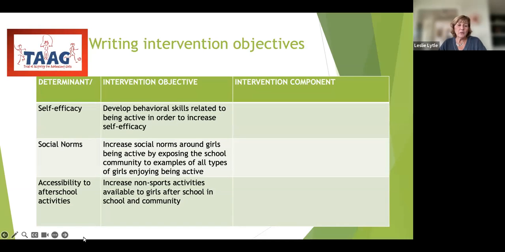So the next thing we do, and we're moving into the create phase, is we write an intervention objective for every determinant. And the intervention objective is really a very simple statement that just states, how is the intervention going to change or positively affect this determinant? So I've just chosen one from each of our 3 environments. So for self-efficacy, the intervention objective is to develop behavioral skills related to girls being active in order to increase physical activity. For the after-school program, our intervention objective is increase non-sports activities available to girls after school, both in school and community.